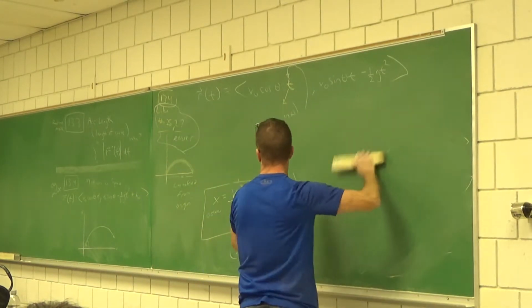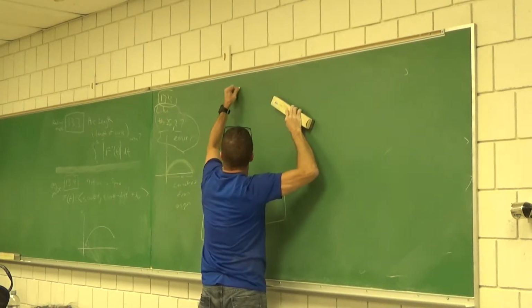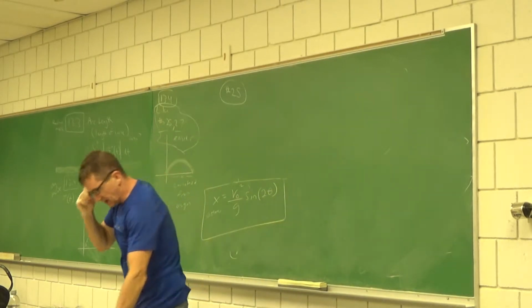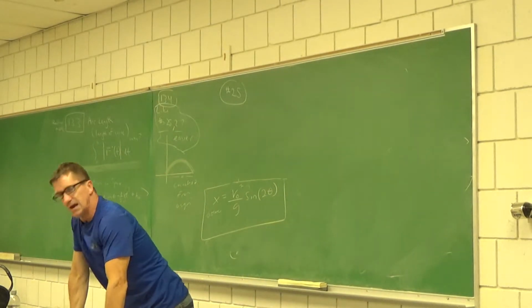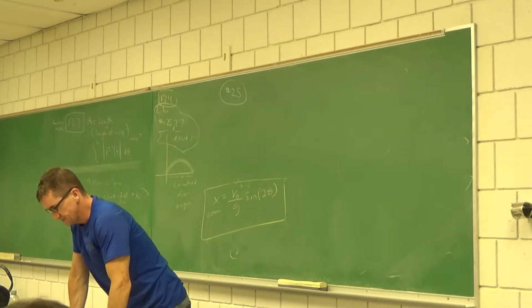I'm not going to use that. I'm going to use this. Number 25. When I read this to you, feel free to draw a picture. This is what they said: a ball is thrown at an angle of 45 degrees to the ground. If the ball lands 90 meters away, what was its initial speed?